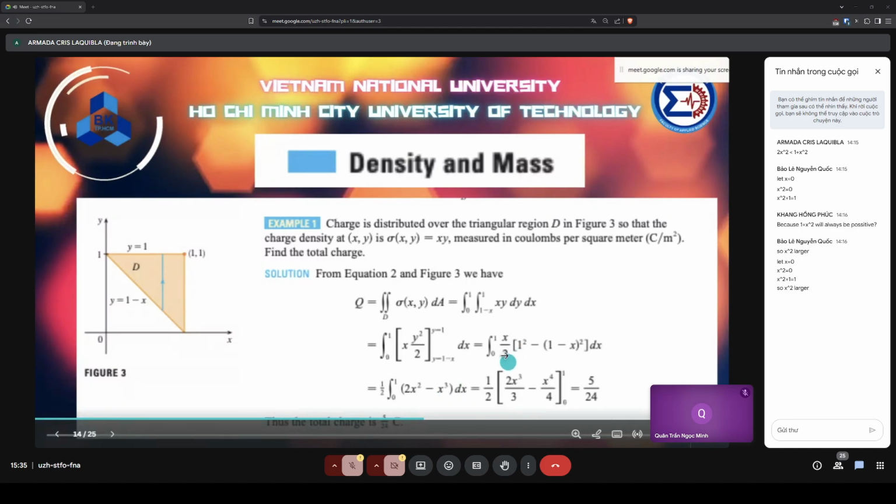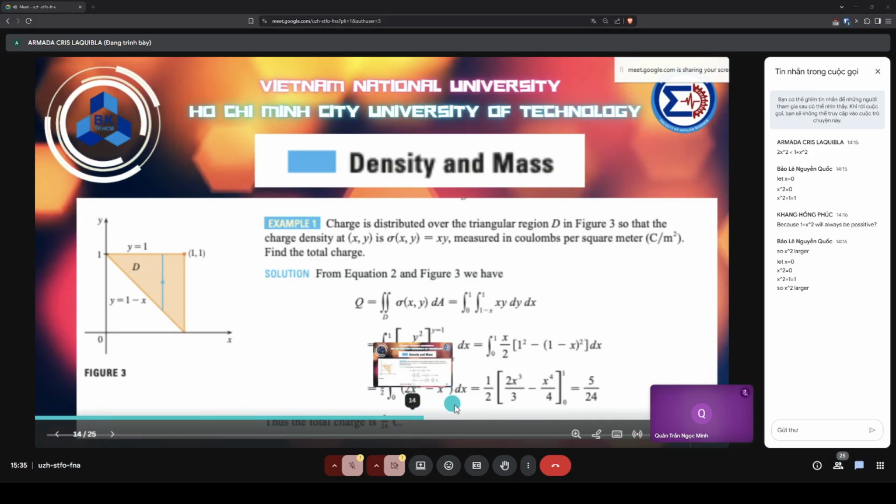Then since there's a 2 here, we write 1 half here. We write it first, 1 half. Then the integral of 2x squared minus x cubed dx, evaluated from 0 to 1. Your calculator can automatically solve this already. But if you want a detailed solution, this becomes 2x cubed over 3 minus x to the fourth over 4, evaluated from 0 to 1.